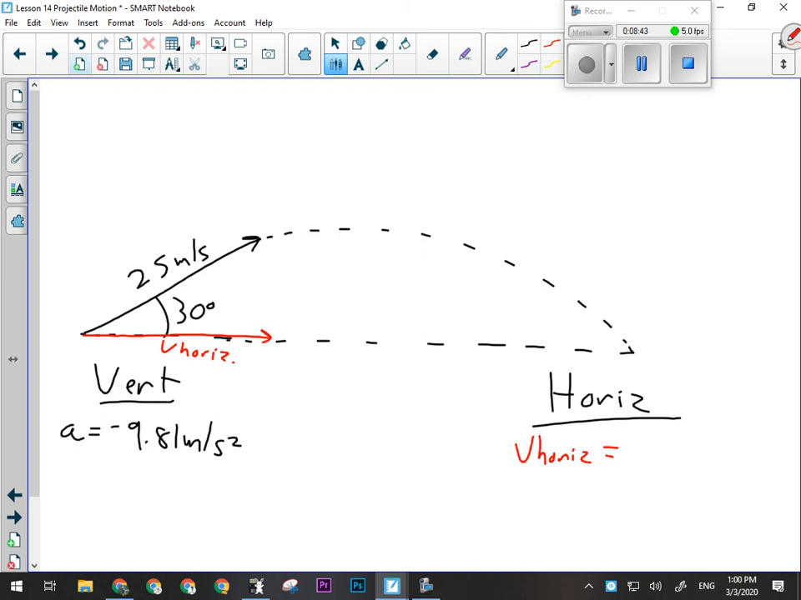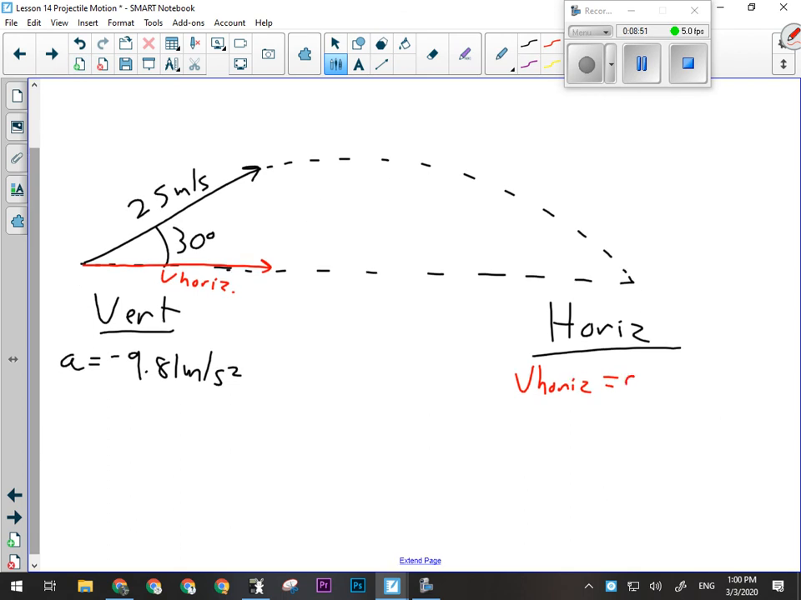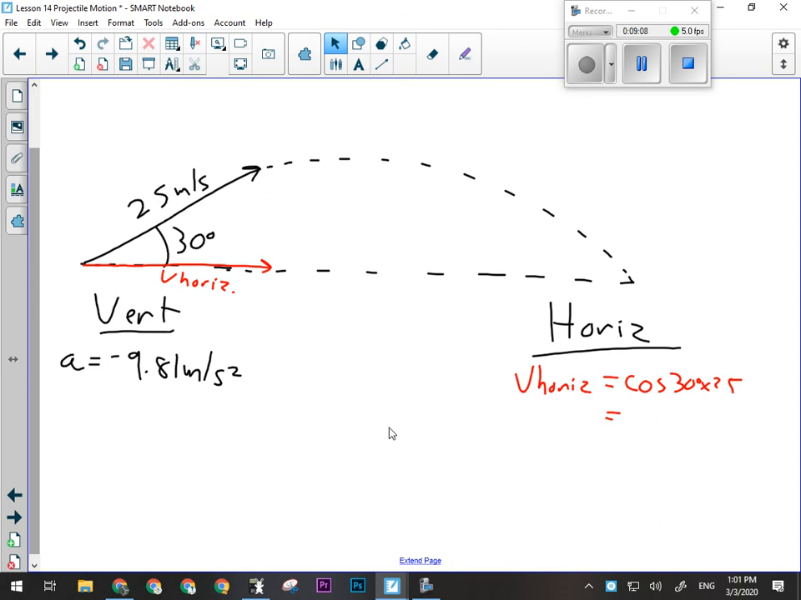So I'm going to find the x component, or the horizontal component, by doing vector components, solving for my vector components. That's going to mean the cos of 30 degrees times 25 meters per second. So this thing is moving at 21.651 meters per second horizontal. The other thing I need to know is that this side of the triangle is its vertical component.